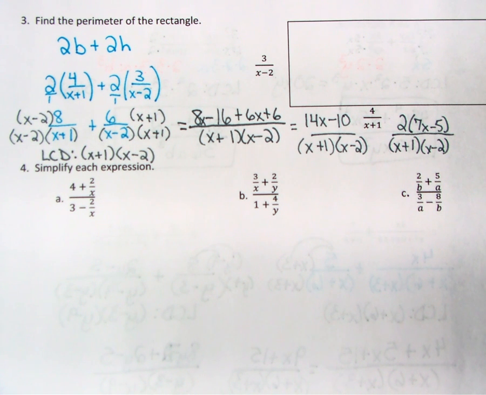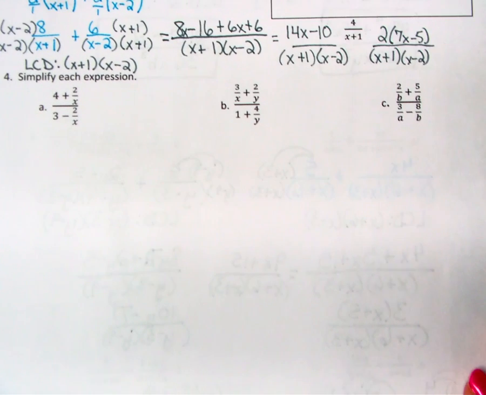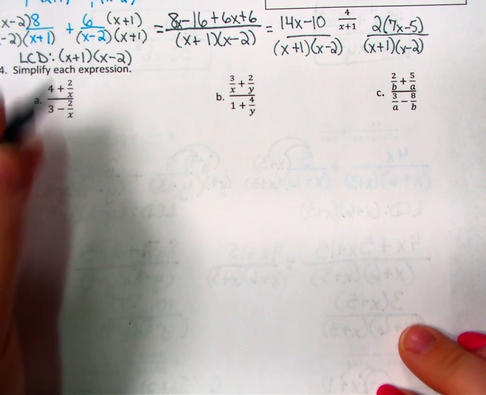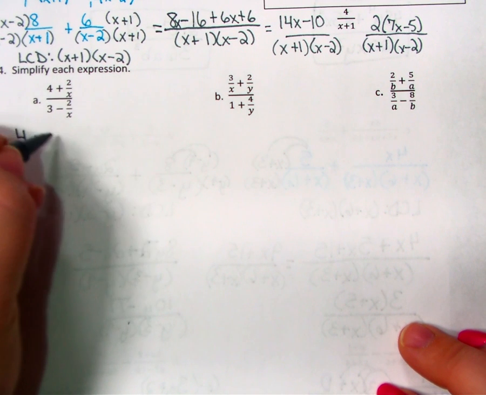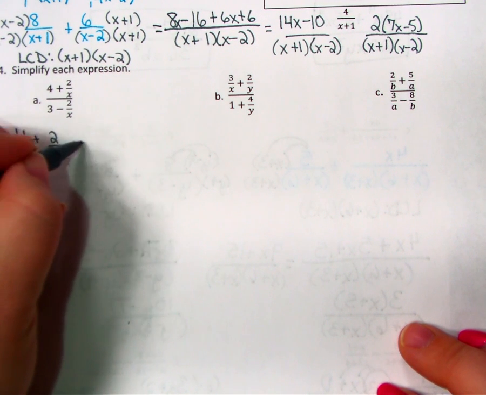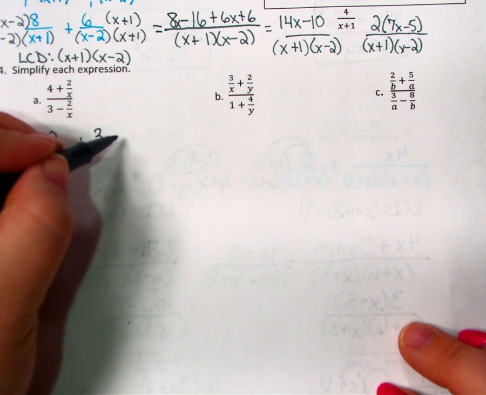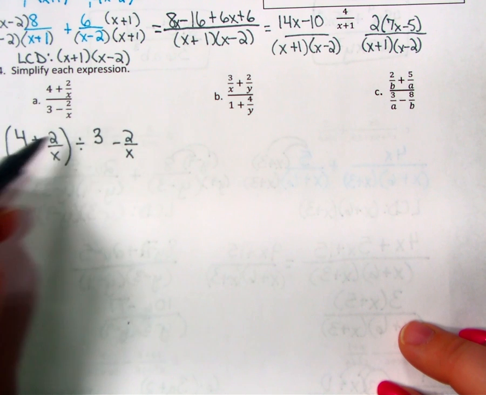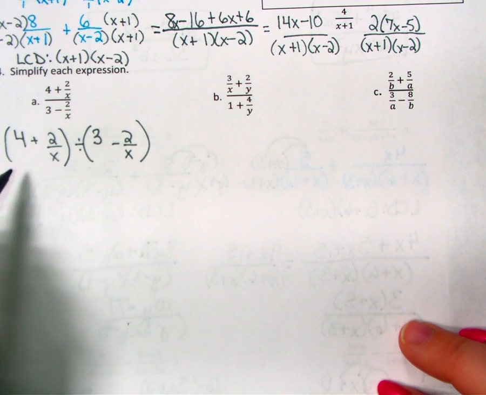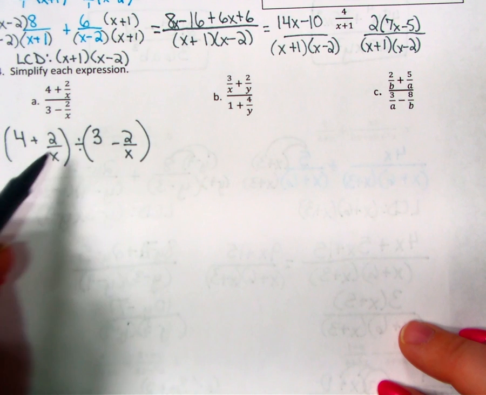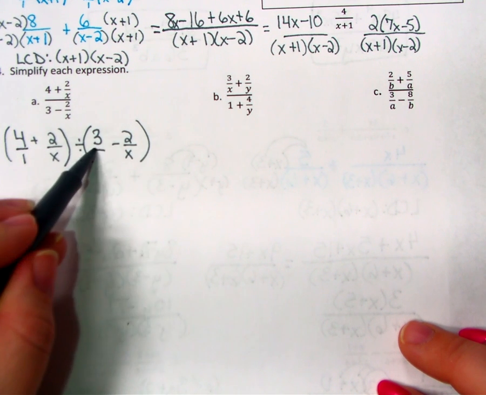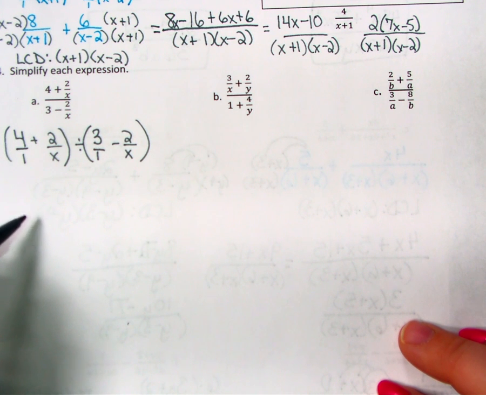Moving on to the complex fractions. We learned when we were multiplying and dividing that with a complex fraction, our first step should be to rewrite it as a division problem. So we have 4 plus 2 over x divided by 3 minus 2 over x. Before I move any further, I need to find a common denominator for the top and a common denominator for the bottom. Since both of these have whole numbers, their denominators are just 1. And that would make my common denominator x for the top.